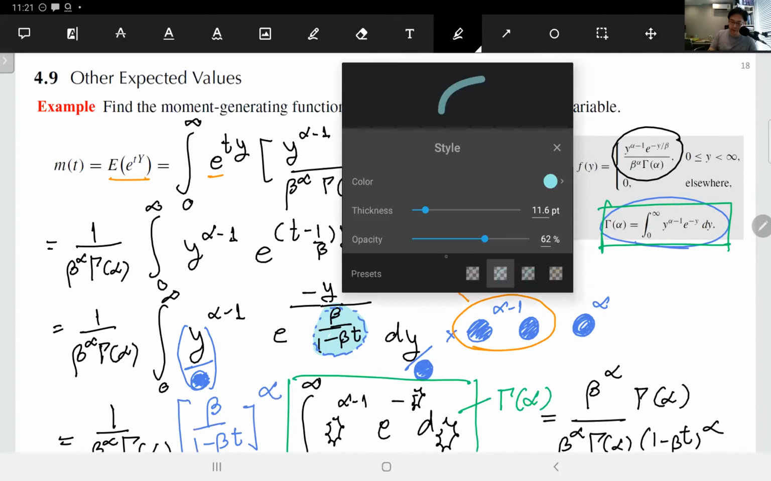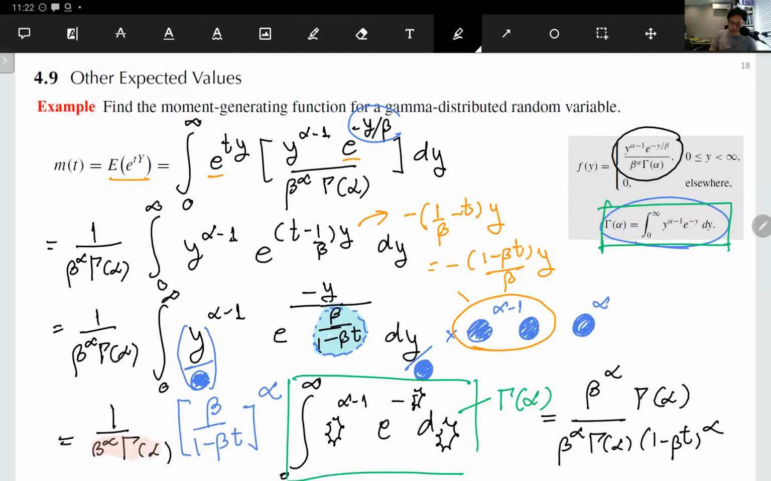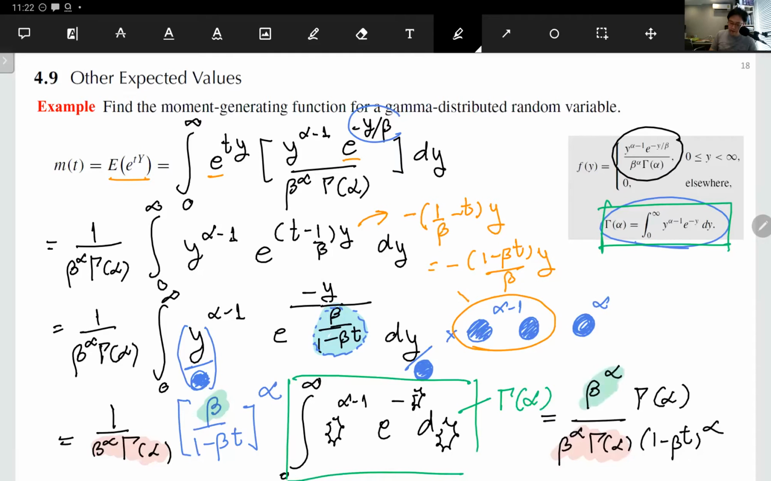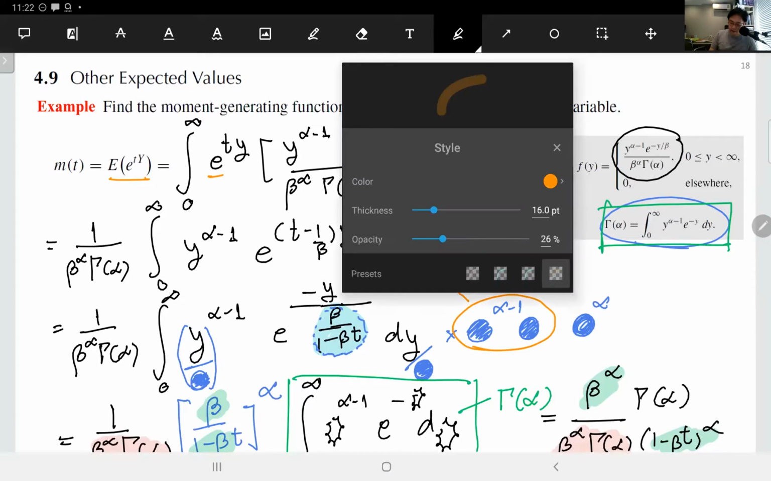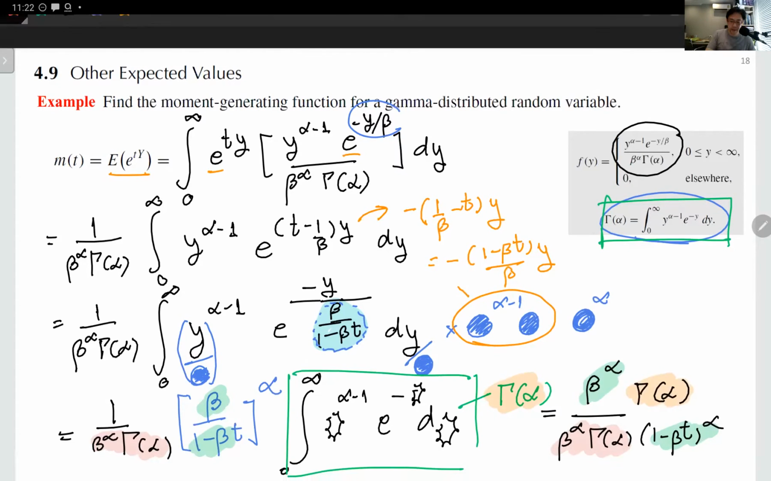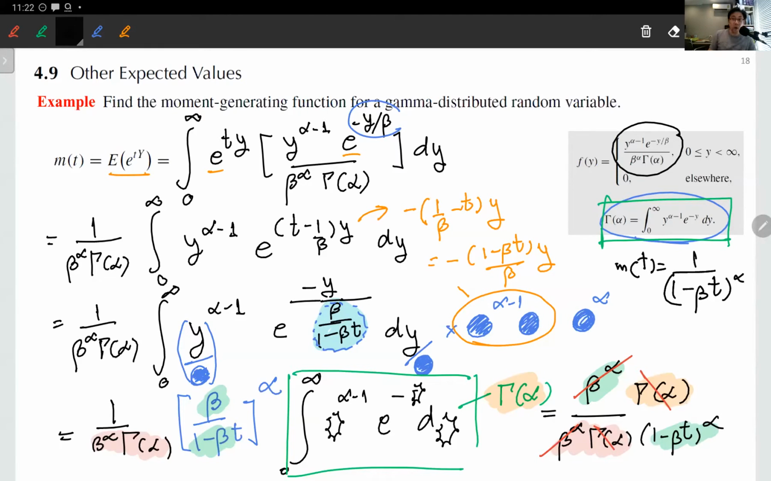Okay, so what we have up to this point is the factor in the front, just right here. The one that we just got, beta to the alpha, is right there. 1 minus beta t to the alpha is right here. And we just got the gamma of alpha right here. Cool, perfect. So this thing cancels, that thing cancels. So your moment generating function for the gamma distribution is, here, let me write it on the side, 1 over 1 minus beta t to the alpha. Wow!